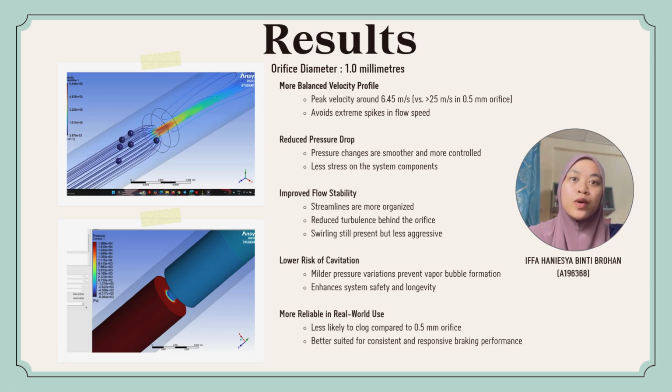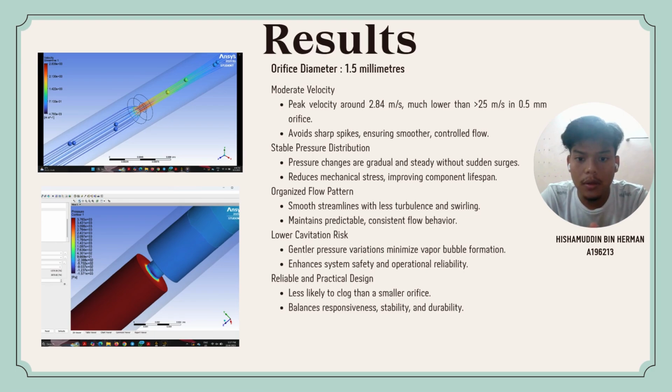So now let's take a look at the 1.5 millimeter diameter. For the result of orifice diameter 1.5 mm, the velocity is moderate, with a peak velocity around 2.84 meters per second. Yeah, it is much lower than 25 meters per second in the 0.5 mm orifice. So it will avoid sharp spikes, ensuring smoother and controlled flow. Second, stable pressure distribution. Pressure changes are gradual and steady without sudden surges. So it will reduce mechanical stress, improving component lifespan.